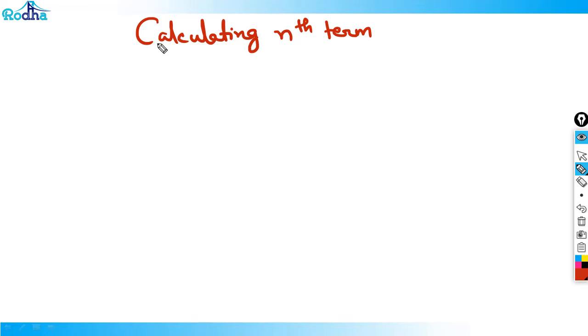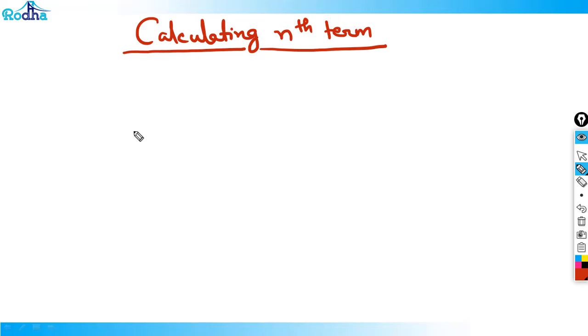In this series topic, we'll start with calculating the nth term. And again, we'll do all the different kinds of series possible which can be asked in exams like CAT, XAT. The easier ones could also be asked in NMAT, IFT. So all the series we'll discuss here. Let's start with calculating nth term.